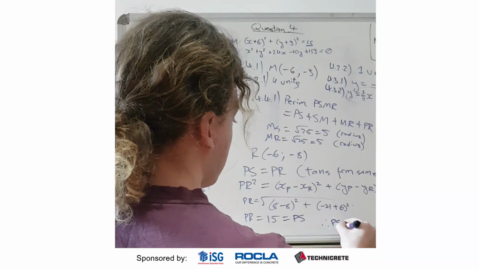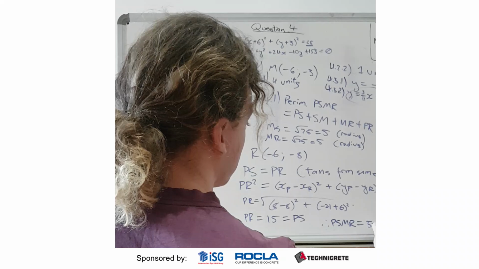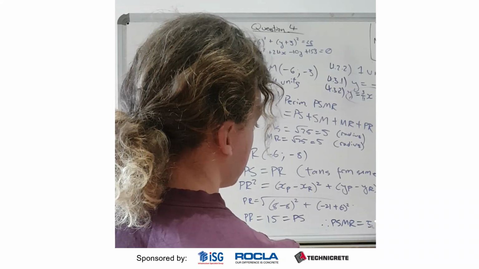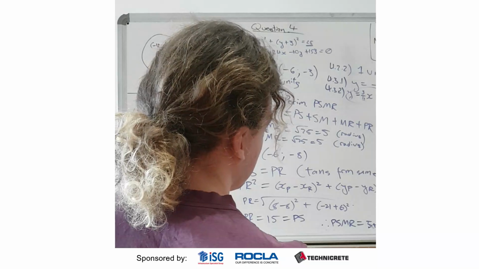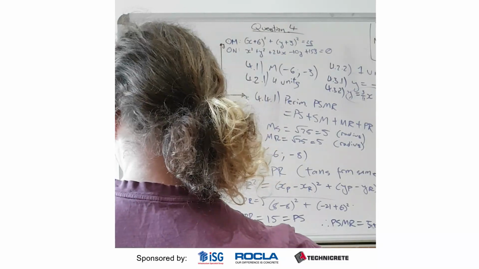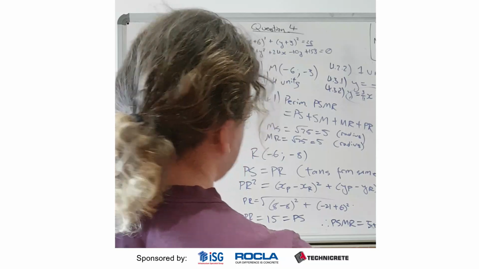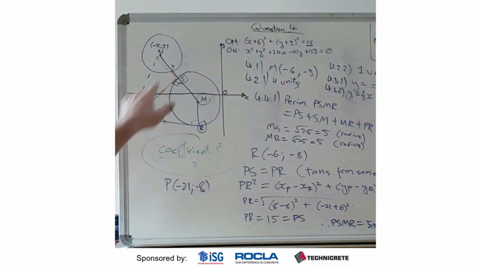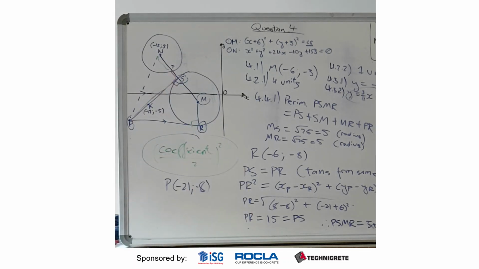So PSMR is equal to the two 5s. Let me write a bit neater here. 5 plus 5 plus 15 plus 15 for a total of 40 units. That's the length of the perimeter PSMR. Okay, so a bit of a long one, but it was 5 marks. I'm going to quickly erase and show you the final 2-mark question within question 4.